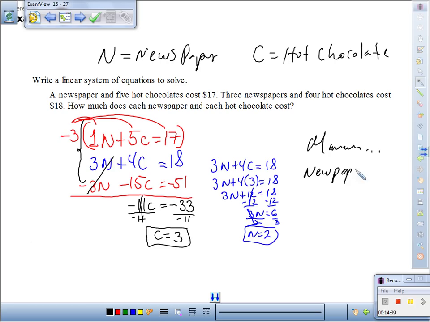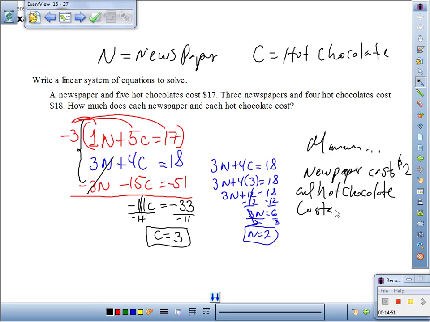Newspaper costs $2 and hot chocolate costs $3. Show me your fingers. How comfortable are you with these? Okay, good. Go to number 16.